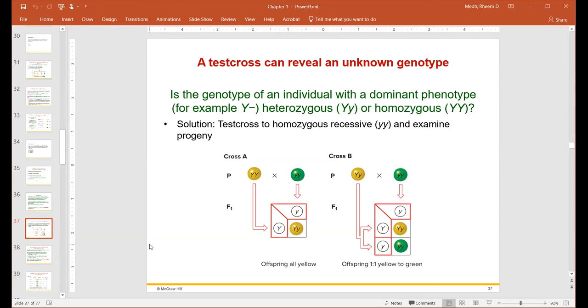So based on that, looking at the phenotype, if you did a test cross, you can figure out: if you get all yellow, then your original yellow was this. If you got 1:1 yellow to green, then your original yellow was this, right? A test cross can reveal an unknown genotype. Everybody follow this?